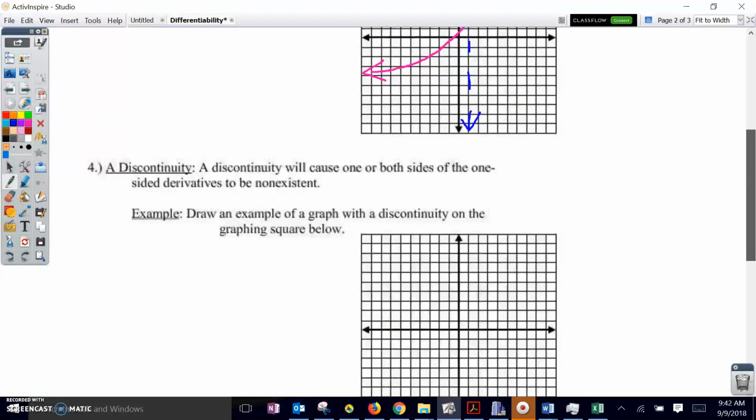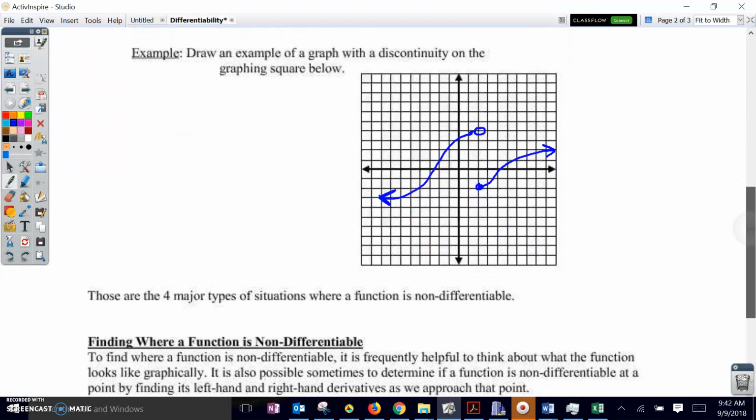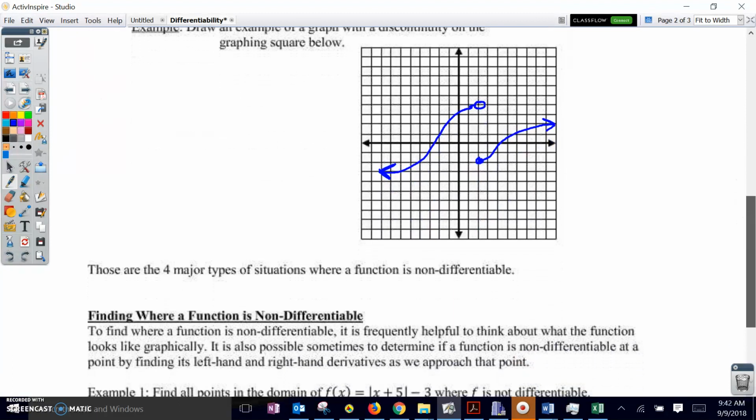And a fourth kind of non-differentiability we might see is a discontinuity. And whenever we have any kind of discontinuity, a function is non-differentiable there. So I'm just going to draw one in here. Maybe you've got a jump discontinuity. That's an example of a place where that function is going to be non-differentiable. Alright? So those are the four major types of situations where a function is non-differentiable.